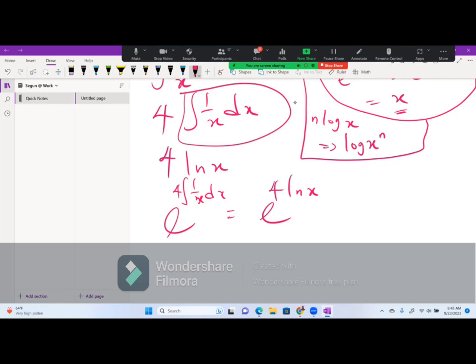Yes, sir. Okay, we are going to use the same thing. Ln means natural log. So it's going to be exponential ln x raised to power 4. Then, if you agree with me, at the end of the day, ln and exponential will cancel. You have x raised to power 4 as your integrating factor.